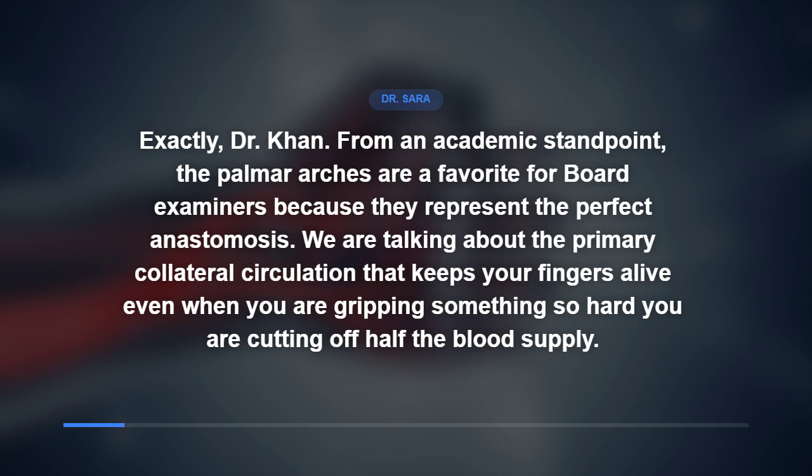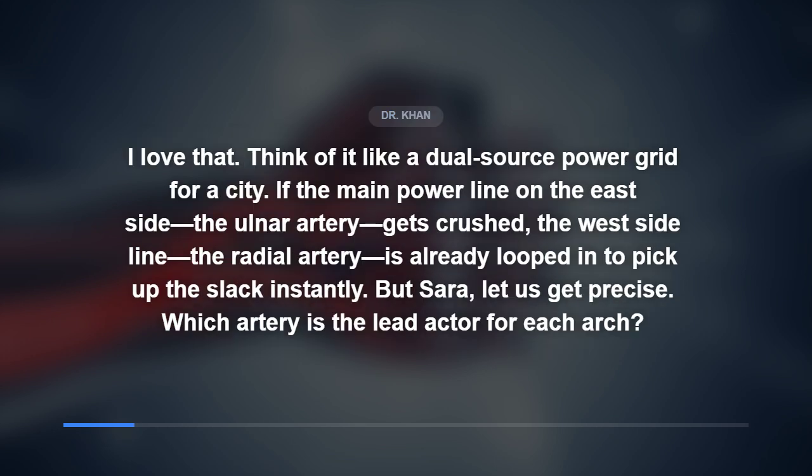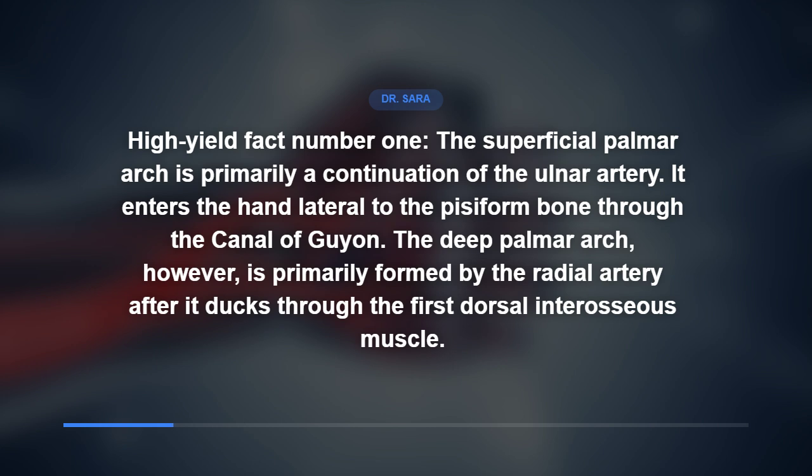We are talking about the primary collateral circulation that keeps your fingers alive even when you are gripping something so hard you are cutting off half the blood supply. I love that. Think of it like a dual-source power grid for a city. If the main power line on the east side, the ulnar artery, gets crushed, the west side line, the radial artery, is already looped in to pick up the slack instantly.